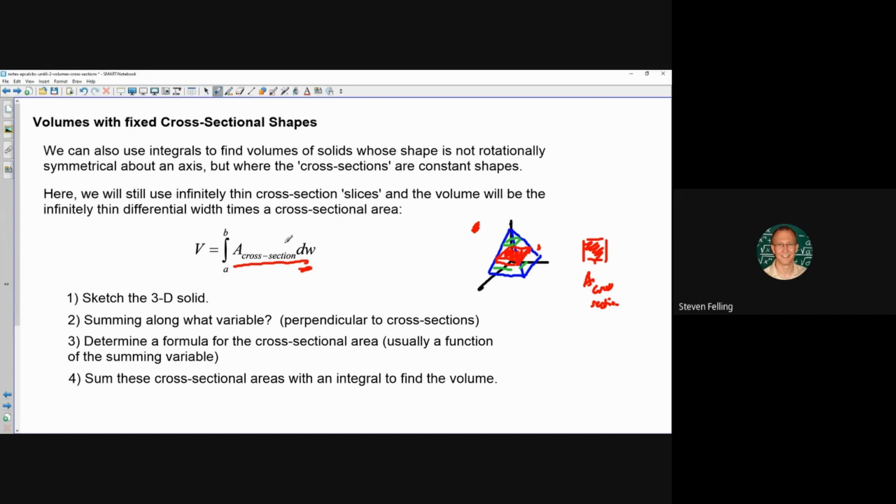So what we'll be doing is sketching a 3-dimensional solid, and also a 2-dimensional picture of the cross-sectional area. We'll figure out what variable we're summing along, and we have to write everything in terms of that variable. That variable we sum along will be in the perpendicular direction to where the cross-sectional area is expressed. We're going to have to determine a formula for this cross-sectional area, but this time it'll be on a case-by-case basis. So we won't be using pi r squared dh or 2 pi r h dr, because those are standardized forms. Now we'll use some other area that we figure out matches the problem. And then we'll sum those cross-sectional areas with an integral to find the volume.